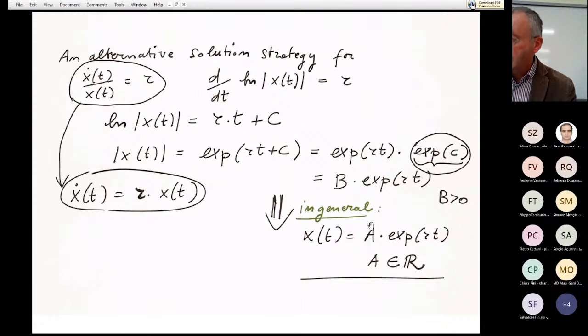Time for a break, and next a wider perspective on first order differential equations. Break, 15 minutes.